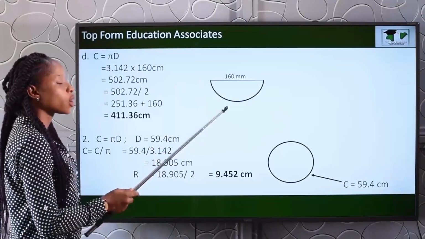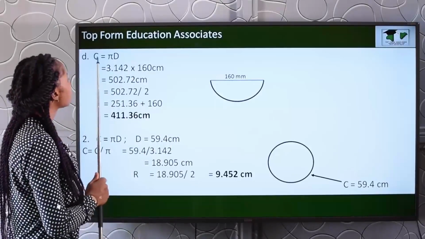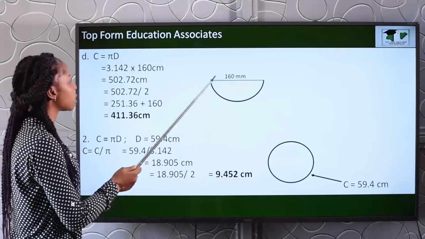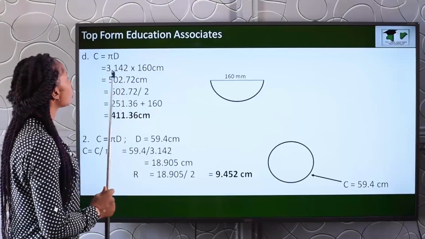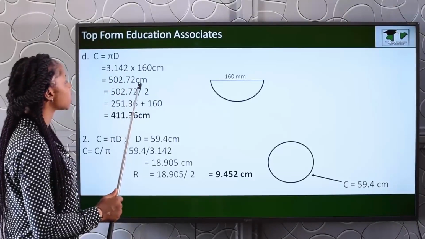It is a half circle. It is a semicircle. So we use the formula C equals pi d because this is the diameter, and it is given as 160 centimeters. So when we multiply it, we have 502.72 centimeters as the answer.